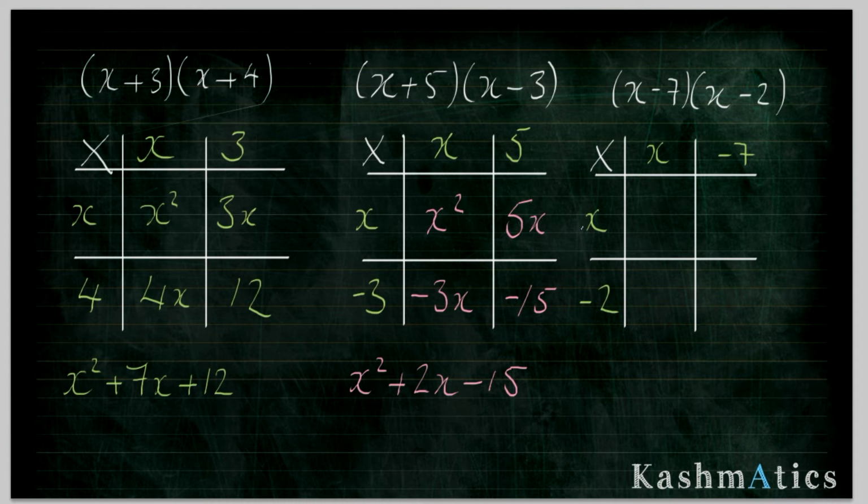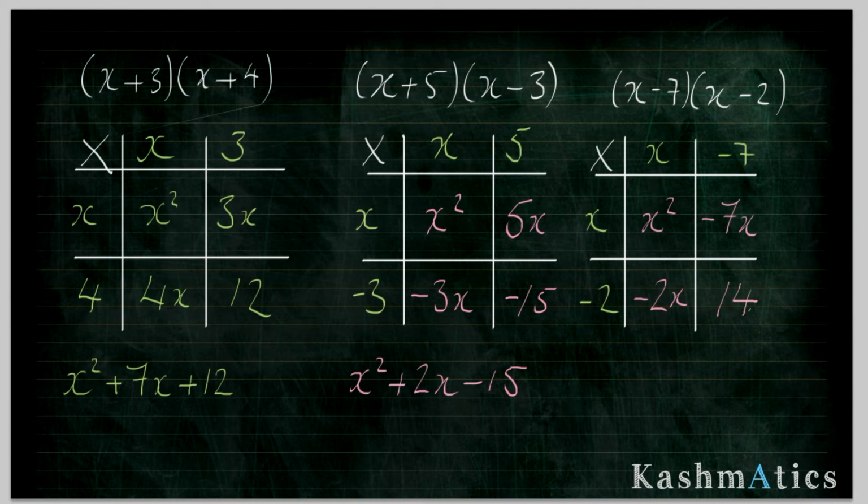So x multiplied by x is x squared. X multiplied by minus 7 is minus 7x. X multiplied by minus 2 is minus 2x. Now let's be careful here. I've got a minus 2 multiplied by a minus 7. So when you multiply two negative terms together, you get positive terms, so that will be a positive 14.